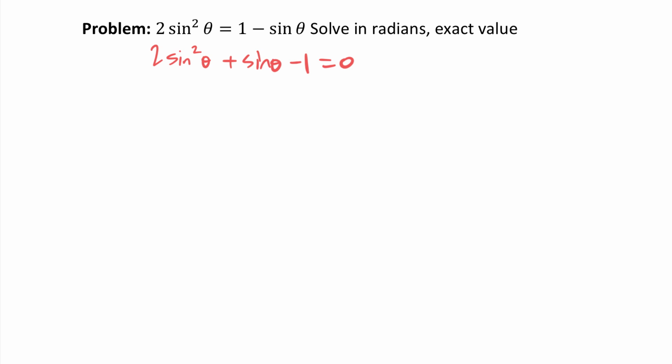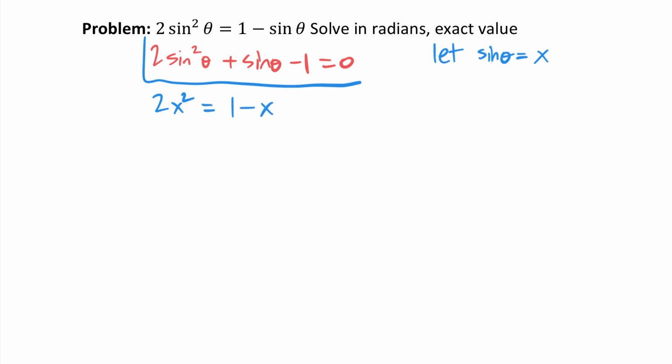One thing I'll show you, just as another method, is you can let sine theta equal something. You could say let it equal x or y. You could let it equal an actual letter. So in this case, let's let sine theta equal x. So rather than moving it around, if you don't like that, we would have 2x squared equals 1 minus x. Now we'll move it around as 2x squared plus x minus 1 equals 0.